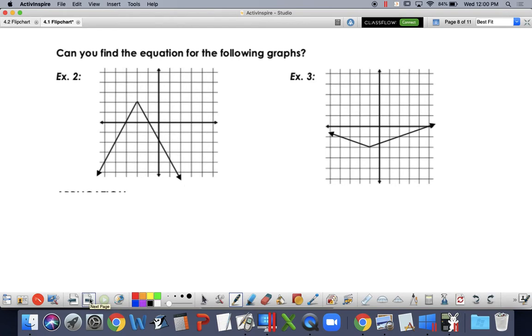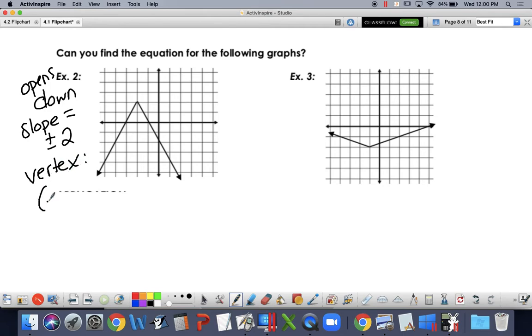All right, let's go the opposite way. What if I give you a graph and we have to figure out what the equation is? I do the exact same process. I write down all the pieces of information I need. Does this open up or open down? Down. What's my slope? Positive, negative 2. Yep. And then what's my vertex? -2, 2. Oh, I chose way too many 2's.